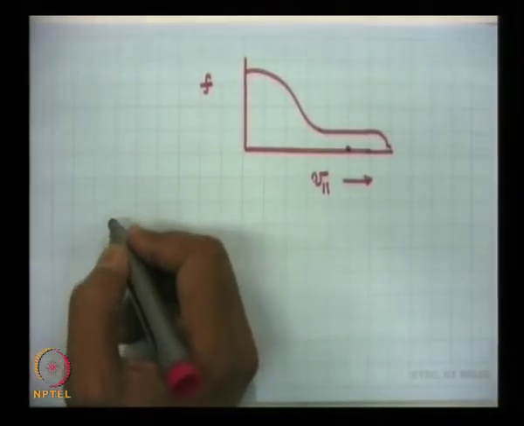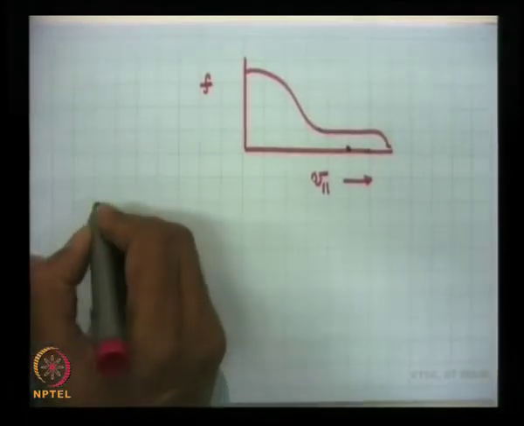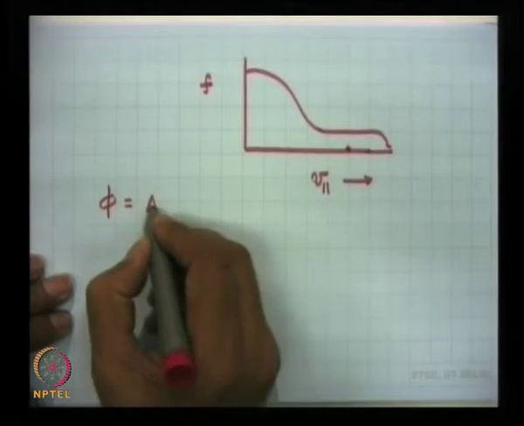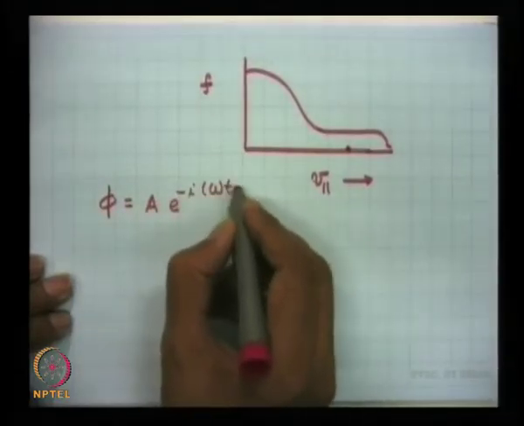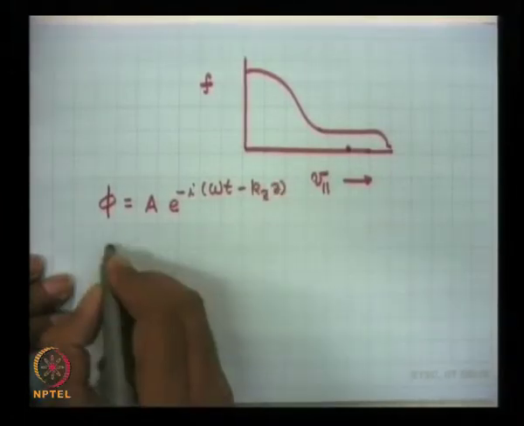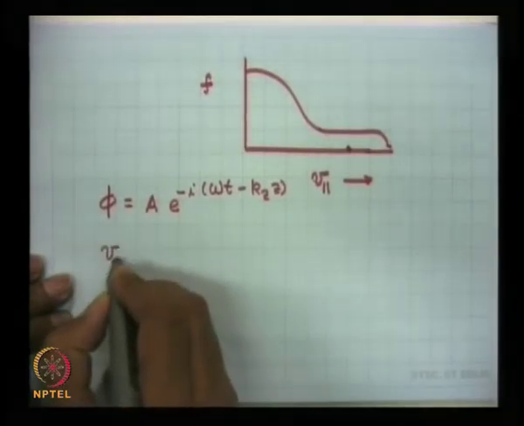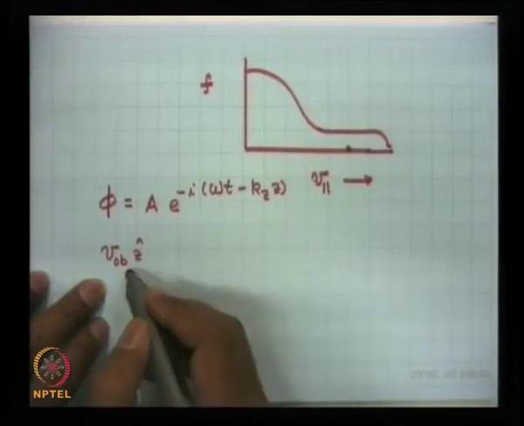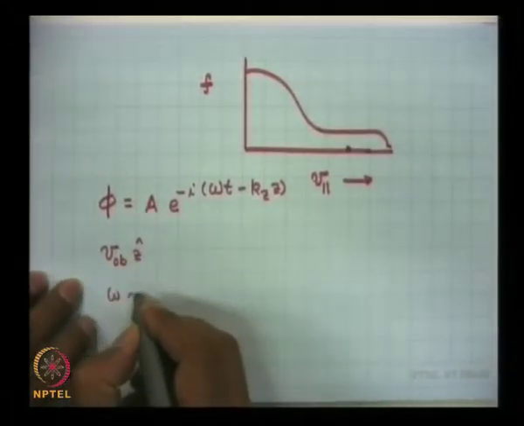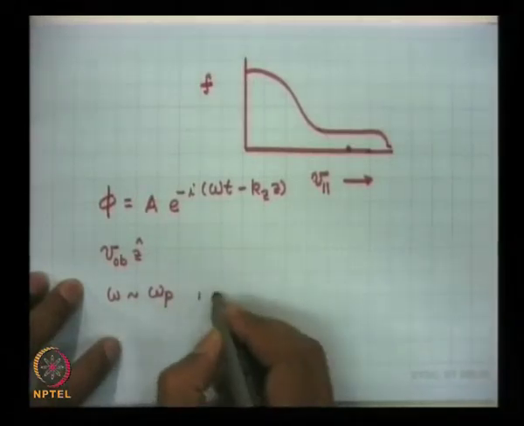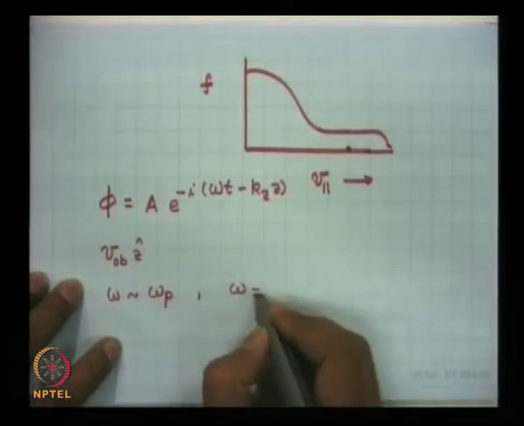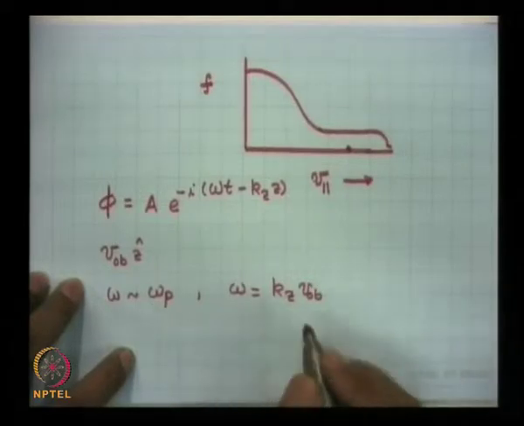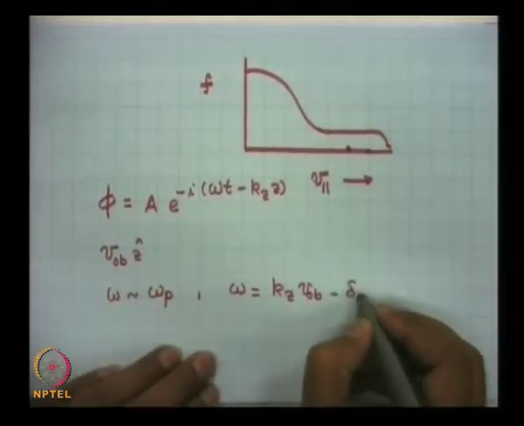Now, when we were discussing the two-stream instability, we mentioned that if there is a plasma wave of this form, phi is equal to some amplitude A, e to the power minus i (omega t minus kz z), and we consider the propagation of an electron beam with velocity v0b also in the z direction, then we found that the wave can be driven unstable if omega is close to omega p, which is the natural frequency of plasma oscillation or plasma wave, and also when omega is simultaneously equal to kz v0b, not slightly bigger, rather slightly less than this, minus some delta r.